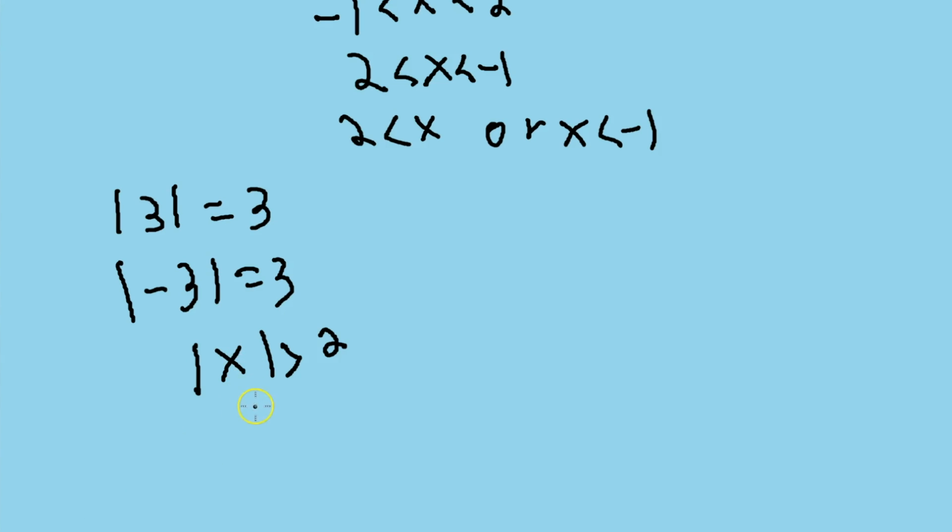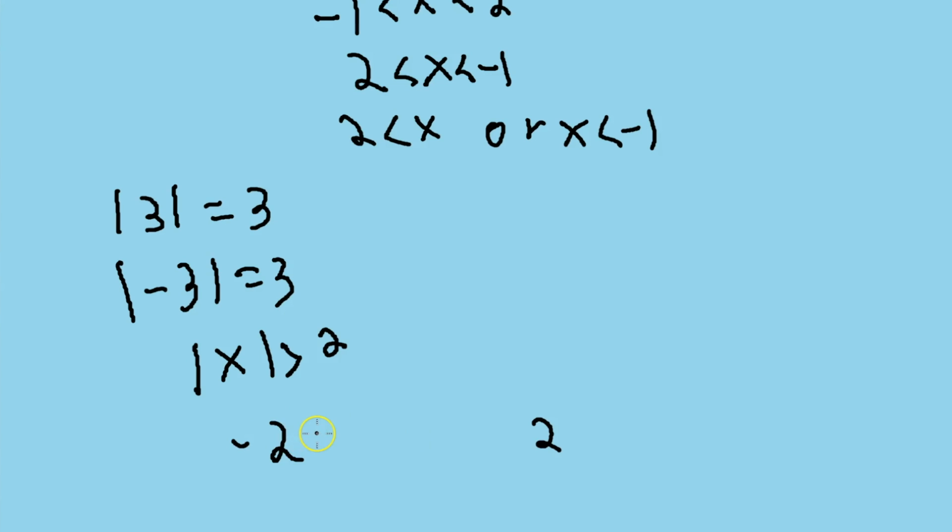All right. So, like we were saying, the absolute value of x being greater than 2 would say that the distance between x and 0 must be greater than 2. That means that it can't be anywhere from negative 2 to 2, because if so, then the absolute value would be either 2 or less than 2.